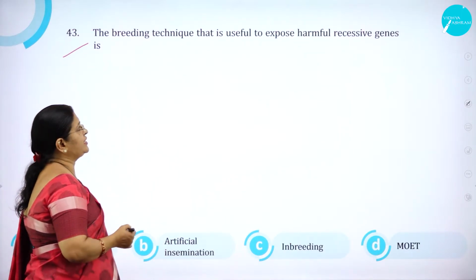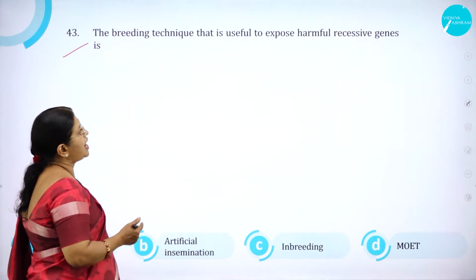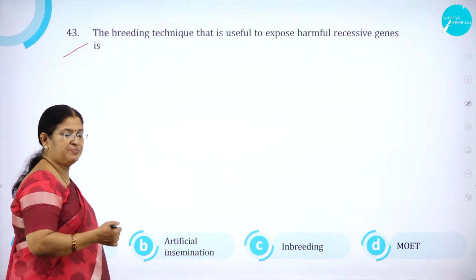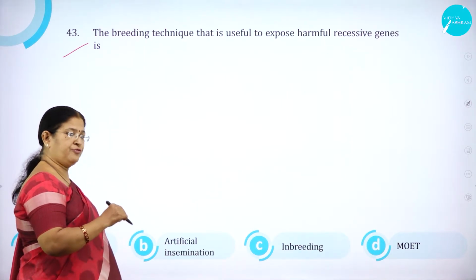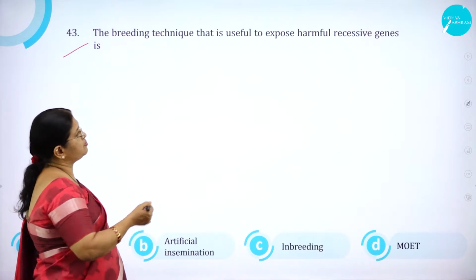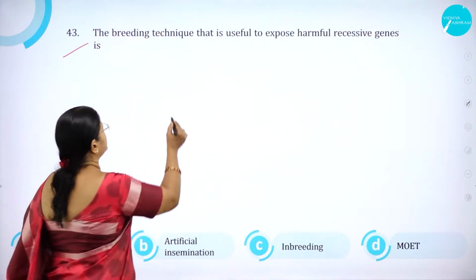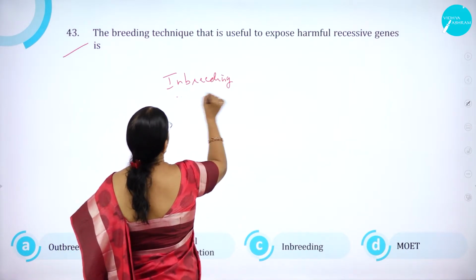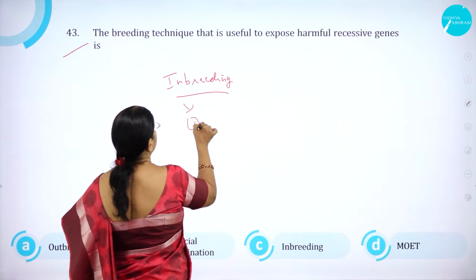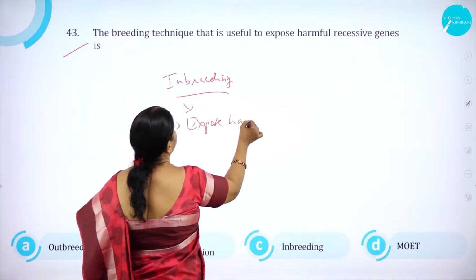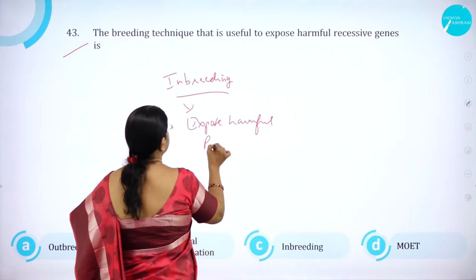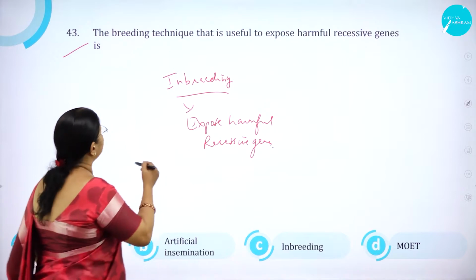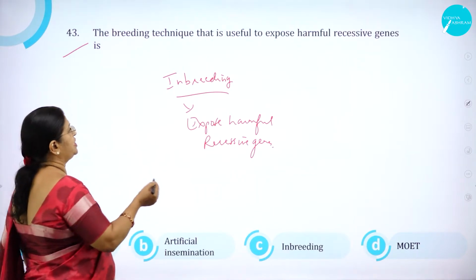The breeding technique that is useful to expose harmful recessive genes is, I think all of you know, inbreeding, that is breeding within the same species for 4 to 6 generations will expose what? Harmful recessive genes, that is inbreeding. Inbreeding is useful for exposing harmful recessive genes. So the breeding technique that is useful is inbreeding.